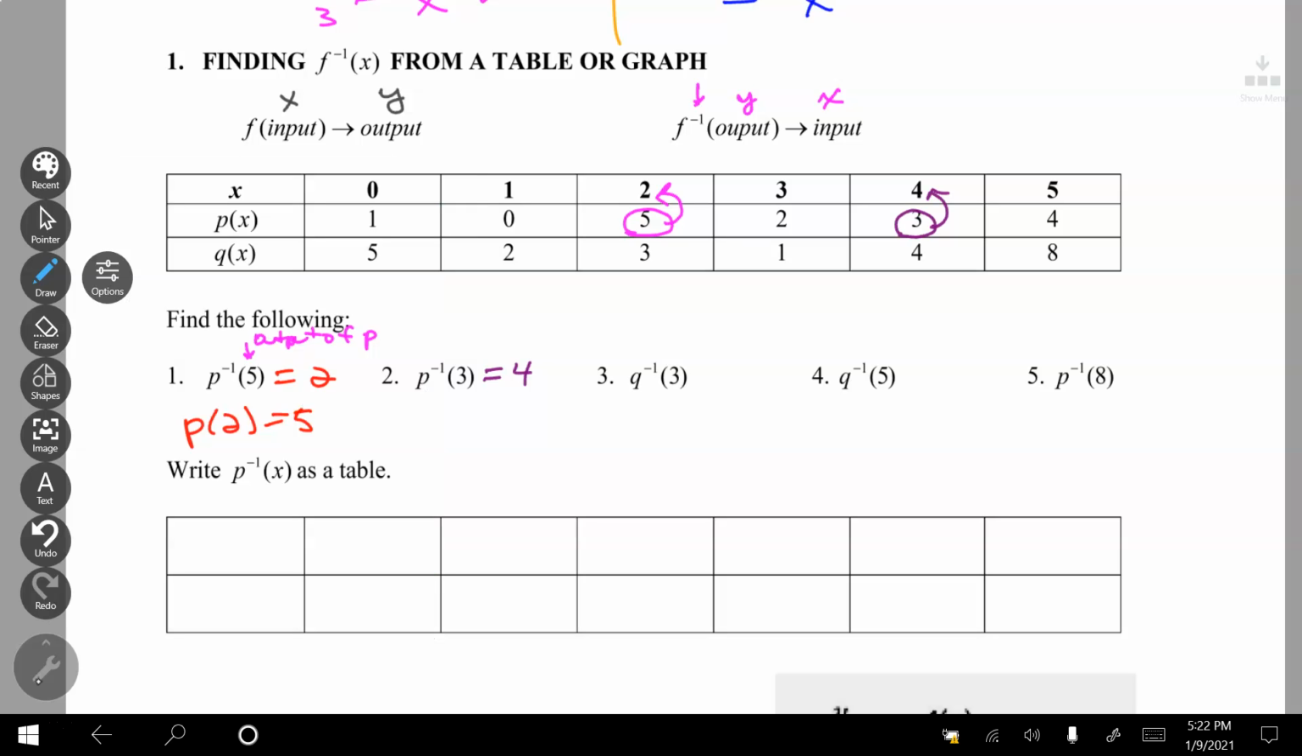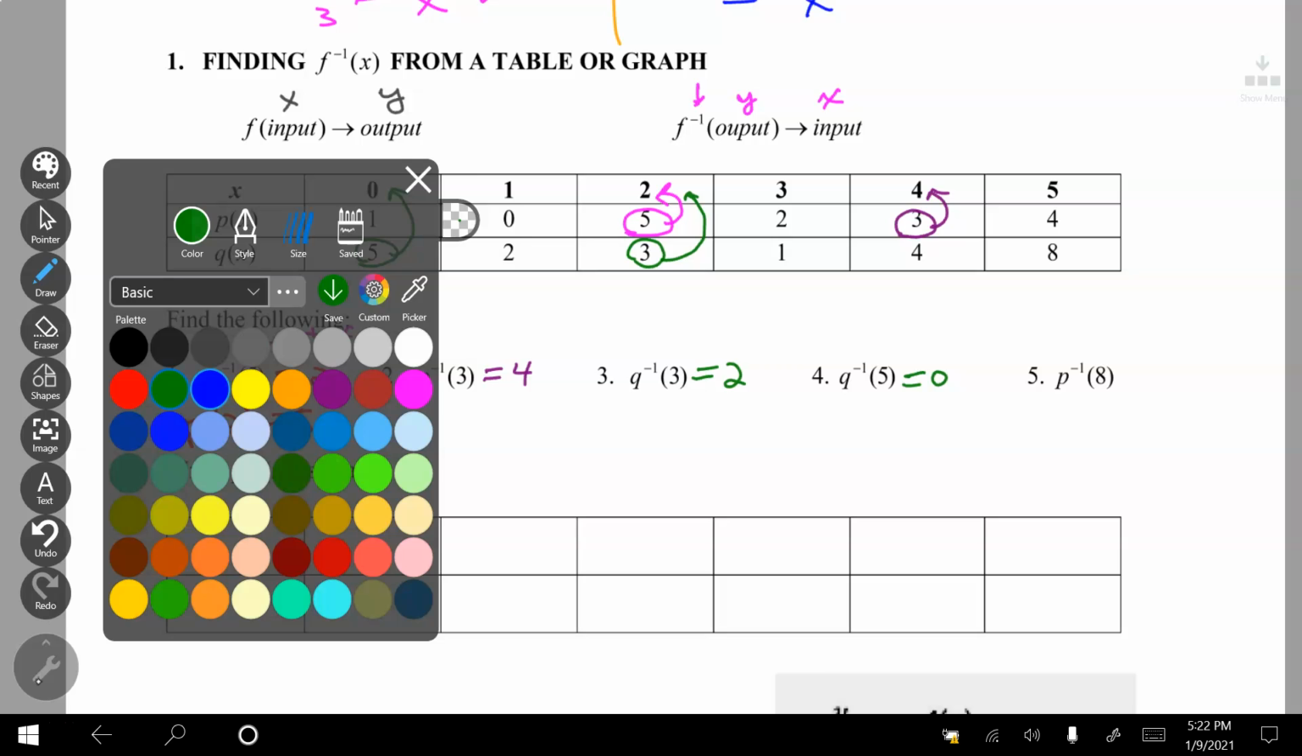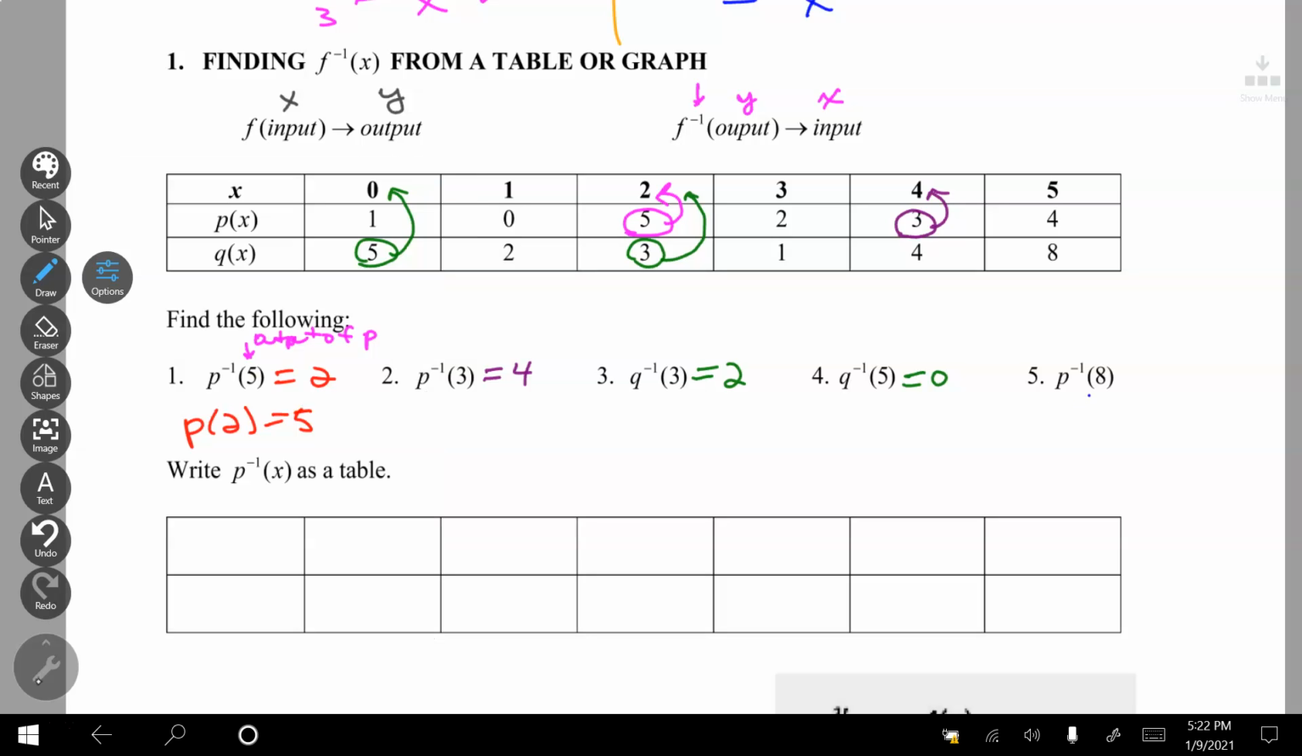The next one is 3. I got to find q equal to 3. Q equals 3 right here, and the original x is 2. Go again to q. Q inverse of 5. 5 is right here for q, so the original value is x equals 0. And then finally, this last one, it says p inverse of 8. So I have to go to the p row and find 8, and this is undefined because p of x never equals 8. It's not there, so there's no original x to get there.